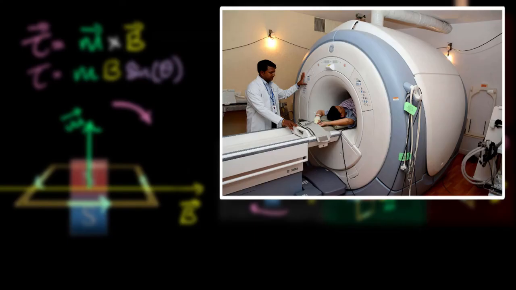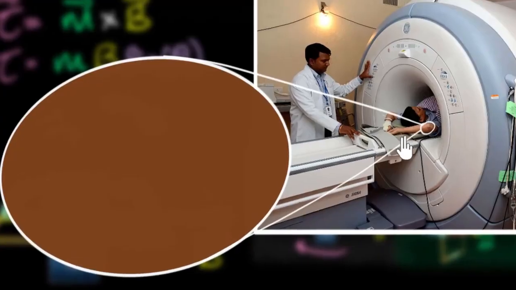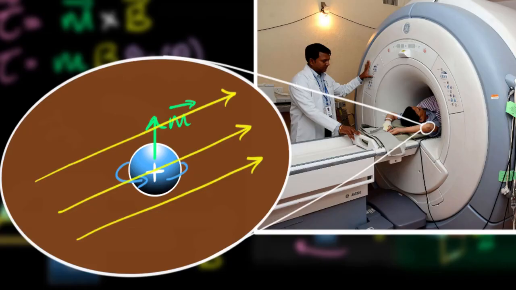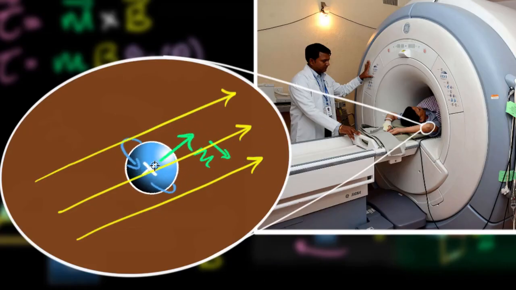We'll not get into the details, but the whole idea is our body contains a lot of protons from the hydrogen atoms that spin on their own axis, producing a magnetic moment. And the MRI machine produces an external magnetic field, because of which there's a torque acting on the proton, which turns it into the equilibrium state.